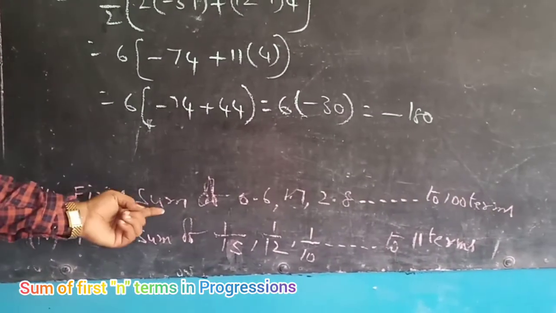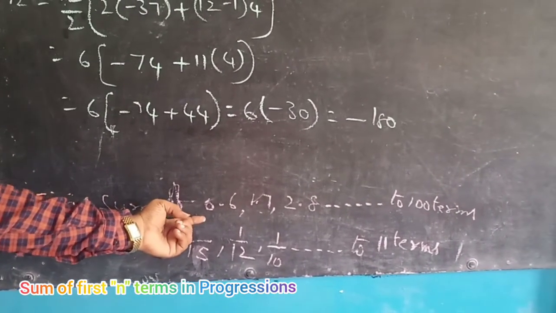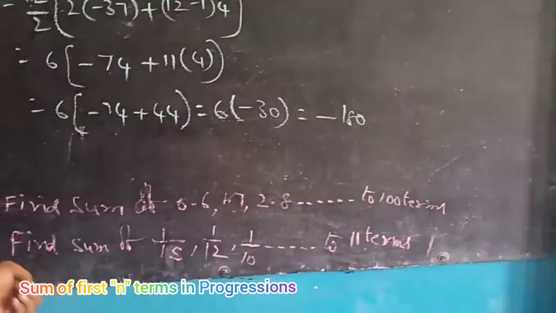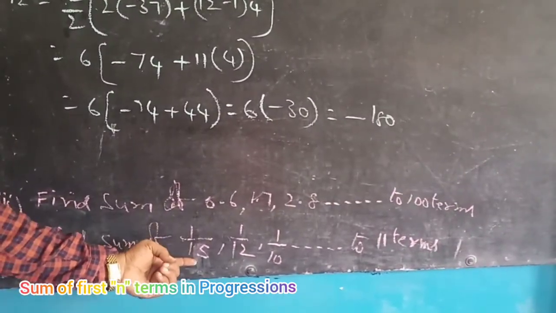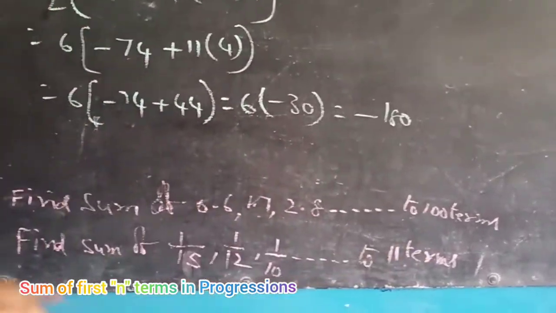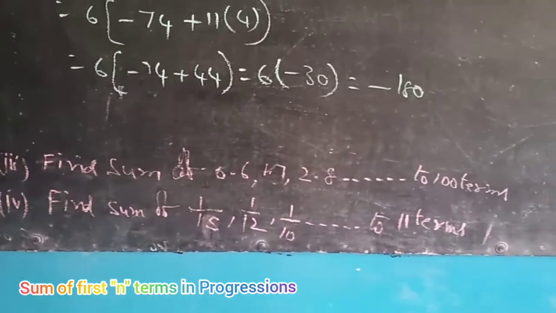So here two sums are there. Third sum: find the sum of 0.6, 1.7, 2.8 up to 100 terms. Here, find the sum of 1 by 15, 1 by 12, 1 by 10 and so on up to 11 terms. So same type, try it.